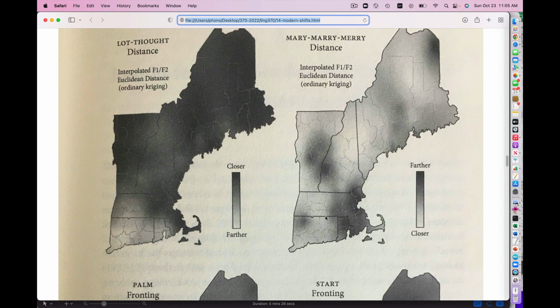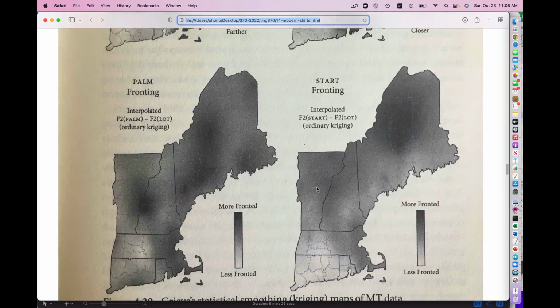This map, we'll talk a little bit more about Mary, merry, marry again today. And it's a kind of similar map. You see that there are some instances of distinctions amongst these three words, but for lots of speakers, they're very close, and we'll see some examples of that in just a second.